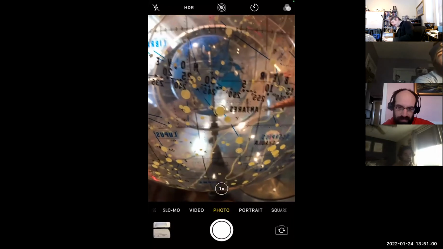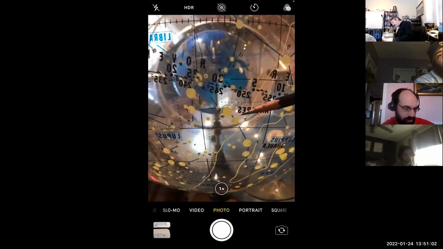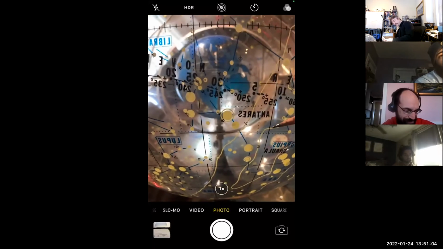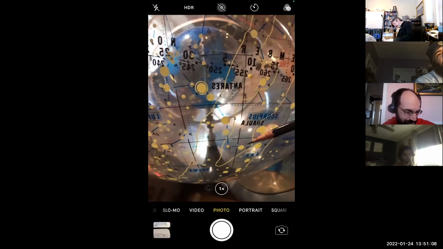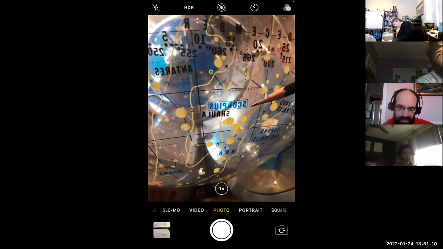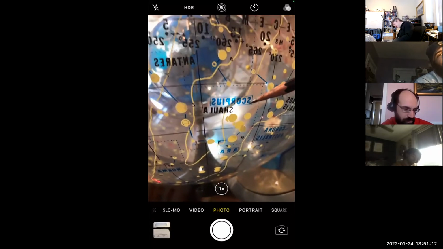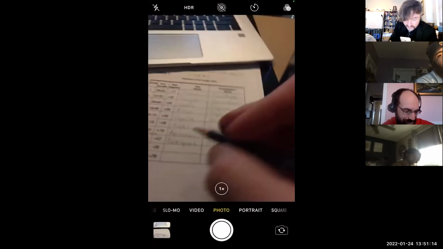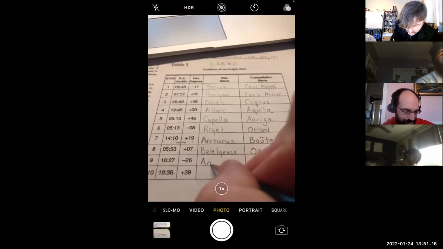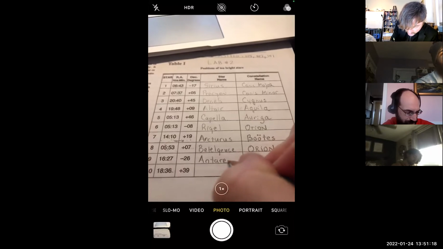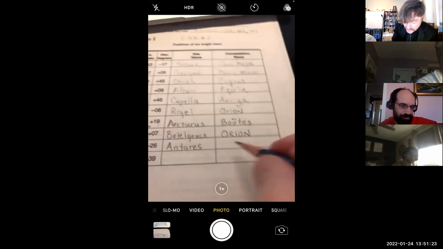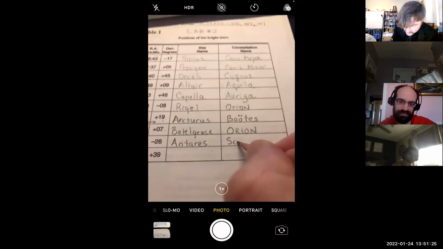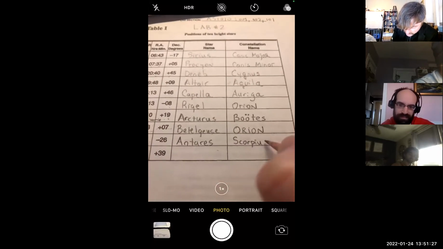Down 6 to Antares, which is anti-Mars. Now, Antares is in this constellation here, which is Scorpius. Antares is a red giant star, so it gets confused with Mars. That's why they call it anti-Mars. Scorpius.